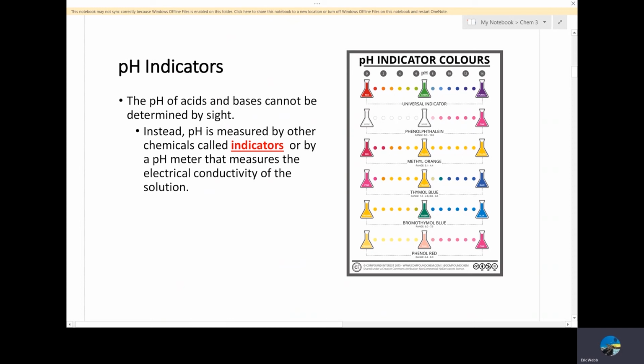You can also use the electrical conductivity of a solution to figure out if it is acidic or basic. So these indicators are probably something you'll want to look at for your mystery compound lab.